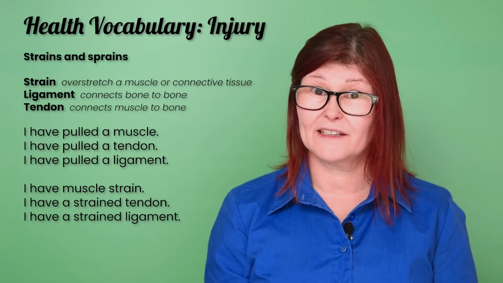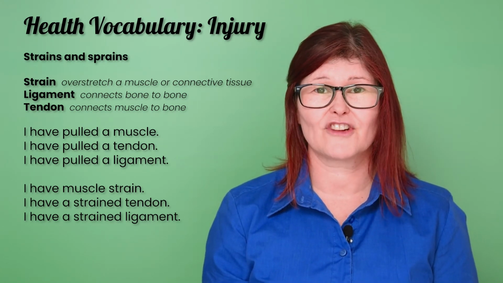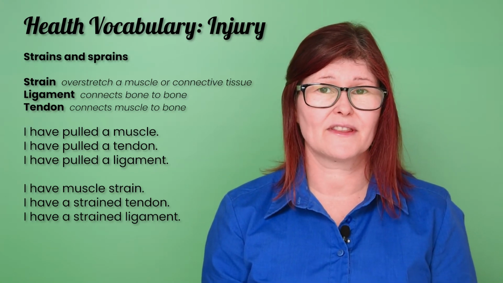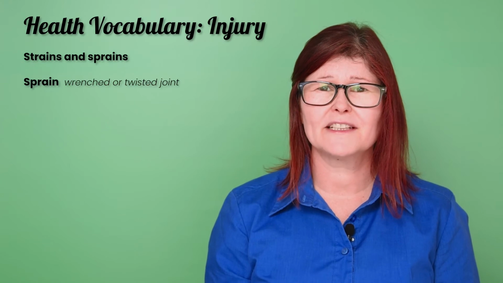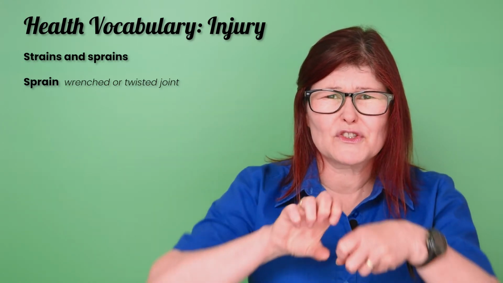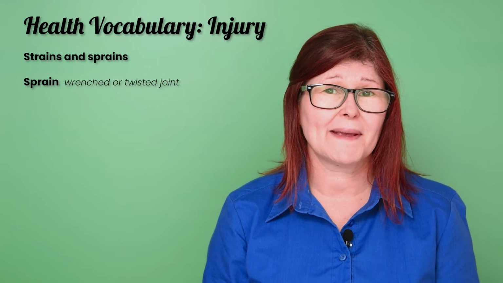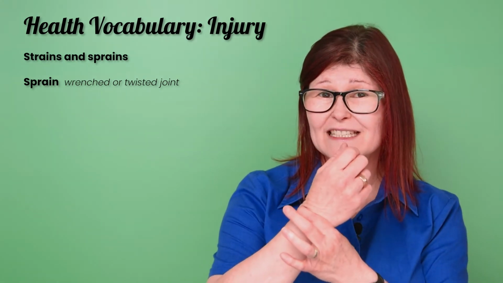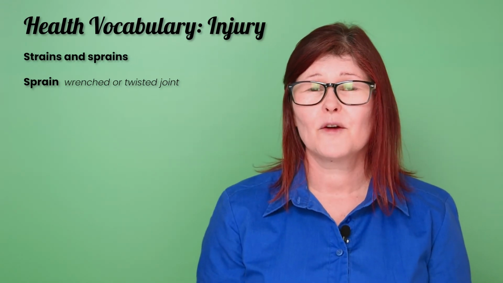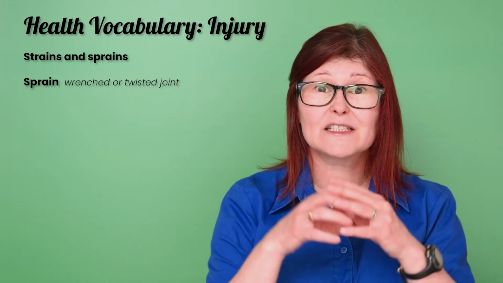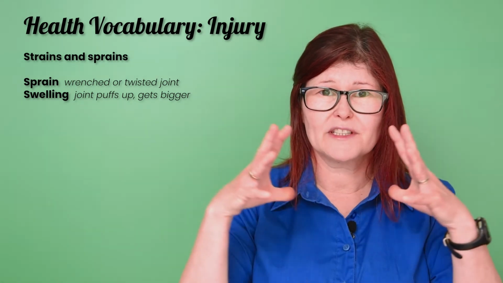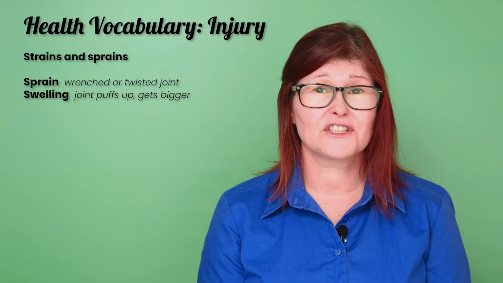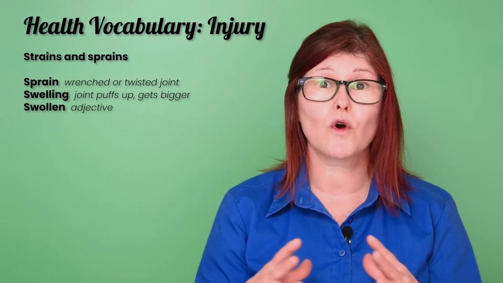But a sprain is more serious than a strain. They're very similar words, but do mean different things. A sprain is when a joint is wrenched or twisted, and it's quite painful. It is very common to have a sprained wrist or ankle. With a sprain, there is usually swelling, so the joint puffs up and gets bigger. The adjective to describe this is swollen.